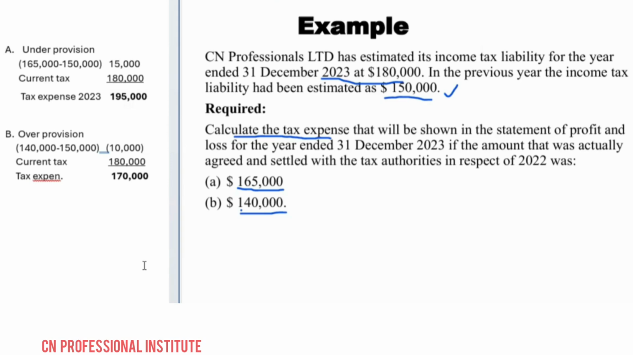Over provision in the previous year, we have overpaid. So in this year, we have to come and less it from the tax expense before we pay the remaining amount to the tax authorities, right? So that's it with over and under provision. Let's continue with the second element, current tax.